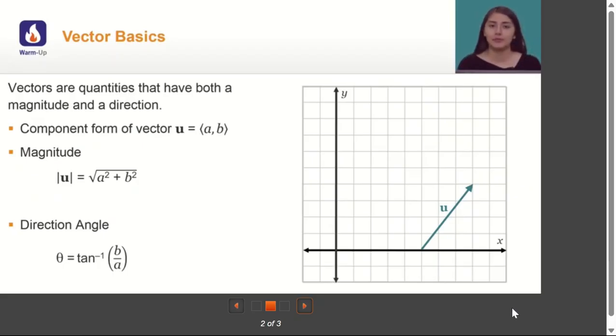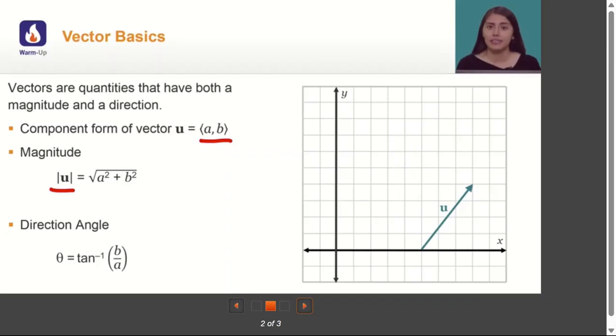Let's take a moment to review what a vector is and how to find a vector's magnitude and direction. We are given vector u with a horizontal component of A and a vertical component of B, denoted like this. The magnitude of a vector, also called its length or norm, can be denoted like this.